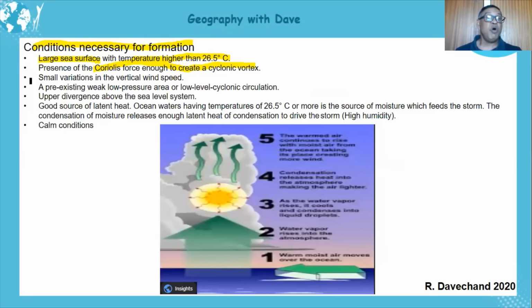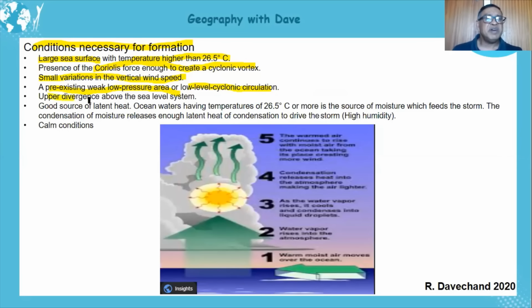Small variations in the vertical wind speed. In terms of wind speeds happening, because what's going to happen? If the wind speeds happen, it's going to disrupt the movement of air upwards. So it must be more calmer in terms of wind speed, so that it doesn't disrupt. A pre-existing weak low pressure area or low level cyclonic circulation. There must be some sort of low pressure in the area.